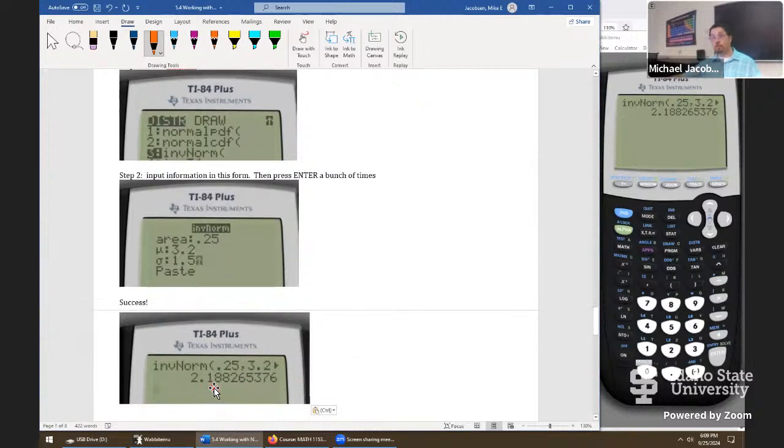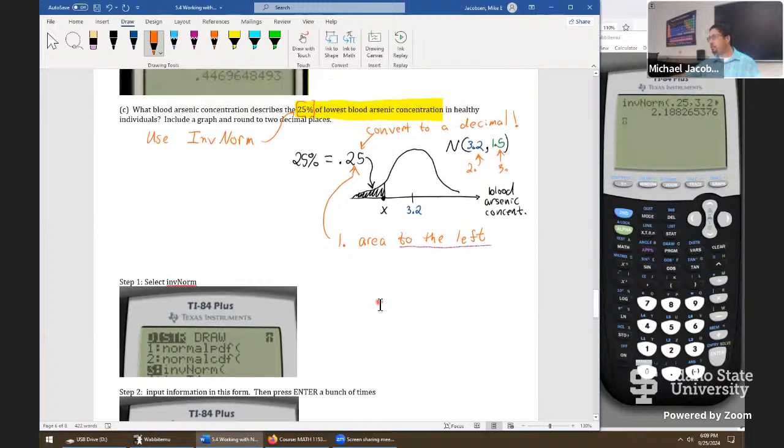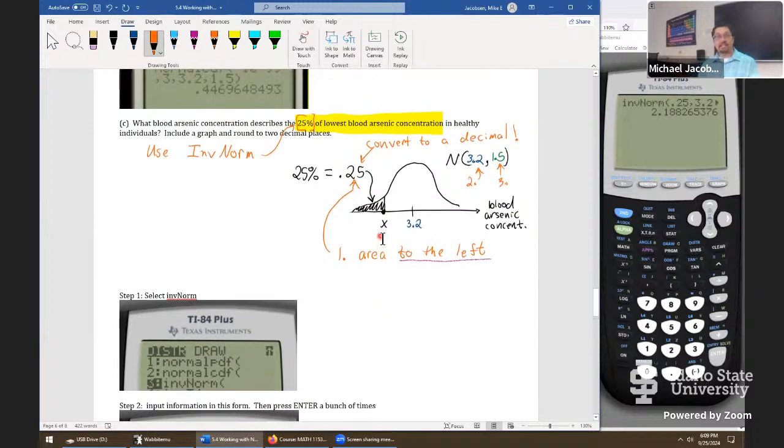Everyone's calculator should be giving you that number there. It might look a little bit different depending on how you got there with inverse norm. But let's go back up here and record our result. Notice the diagram helps a lot, because if my value wasn't 2.1, if it was like 5.6, immediately we know something is wrong. X had to be less than 3.2. So it says here, round to 2 decimal places, which is appropriate for one of these values.